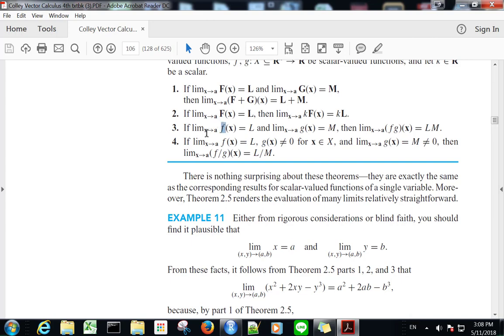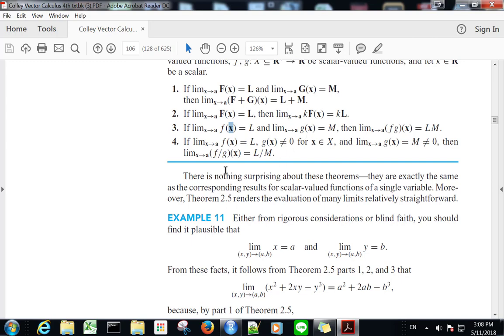Okay, another one rather, is if f is a scalar function, then the limit as x goes to a, if that's equal to L, and g, the limit is m, then the limit of f times g, remember both of these are multivariate functions, they have vectors as inputs, is L times m. Okay, so these are probably going to be useful in doing some problems later.